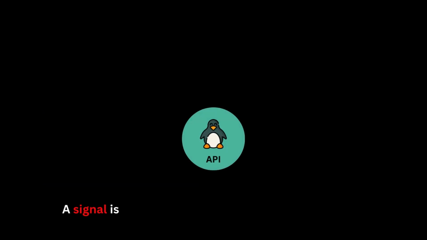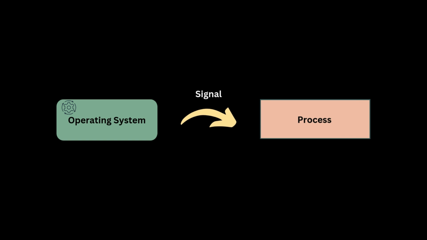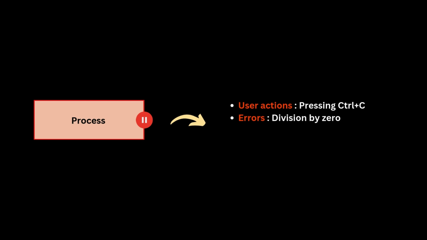A signal is a feature provided by the Linux kernel API that lets the operating system notify a process when a specific event happens. Signals can interrupt a process and alert it to events like user actions, for example pressing Ctrl-C, errors, for example division by 0, or system events, for example a timer running out. There are two main types of signals: hardware signals, also called interrupts, and software signals, known as traps.